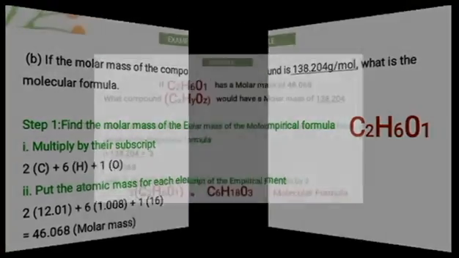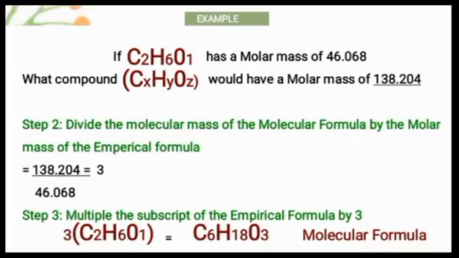Therefore, we compare it with the molar mass of the actual formula, which we don't know, but which we're going to find. To do that, we follow step 2. Divide the molar mass of the molecular formula by the molar mass of the empirical formula. Remember, what we are looking for is the molecular formula, which is the actual formula of the compound. Therefore, we're going to divide 138.204, which is the molar mass of the molecular formula, over 46.068, which is the molar mass of the empirical formula. This gives us 3.